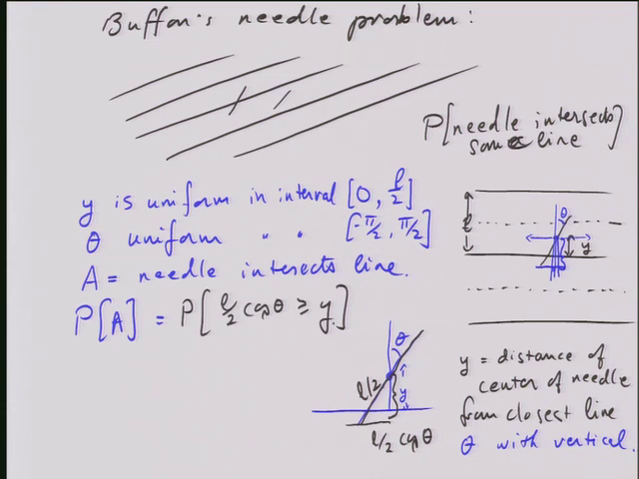Because I'm claiming the vertical distance that this needle extends is L over 2, which is half of its length, times cosine theta. On the other hand, how far is the center from the line? It's y. So it's going to intersect if L over 2 cosine theta is bigger than y. Okay. So now all we need to do is figure out the probability that L over 2 cosine theta is bigger than y.